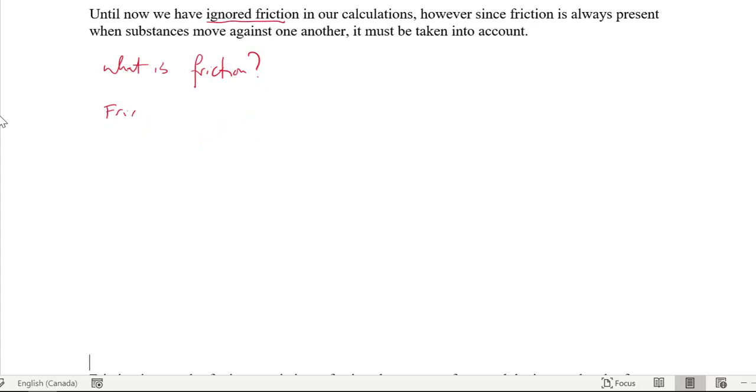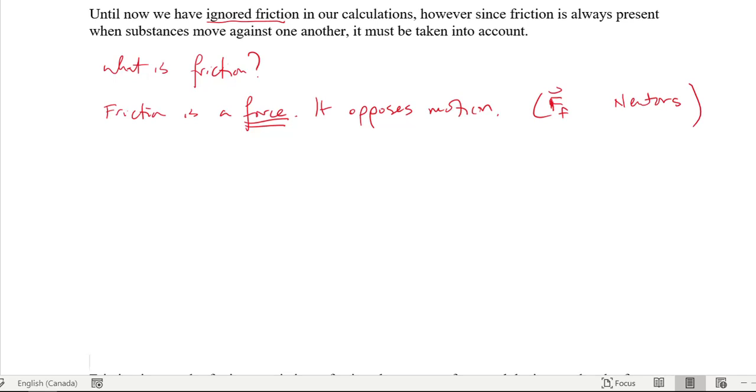And friction is a force, first and foremost, okay? And it opposes motion. So that's what it does. It resists motion. So friction is a force that opposes motion. The symbol for friction is F for the force, and then sub F for friction. And of course, the units are in newtons because it's a force.